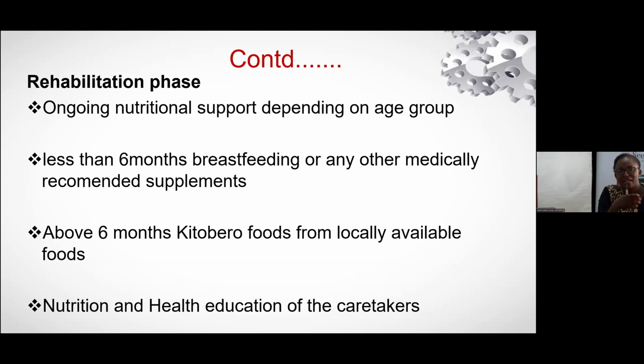We teach this mother how to breastfeed their children, because a child who is less than 6 months should be gaining weight on breast milk. But what could be the cause? Could it be poor positioning? Could it be poor attachment? So we talk about that. And then we talk about how to prepare these foods based on what is locally available within their reach.